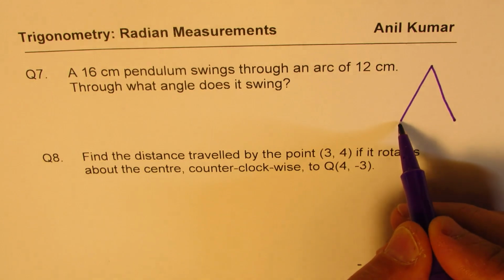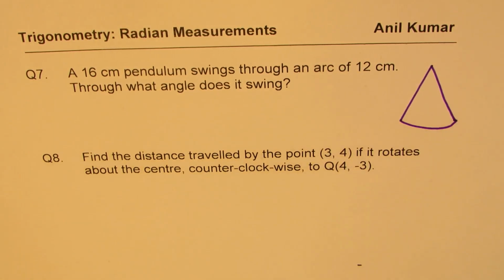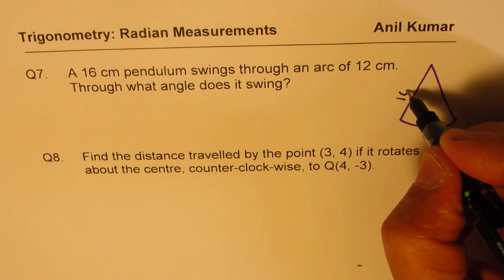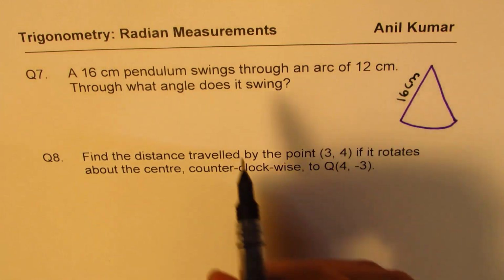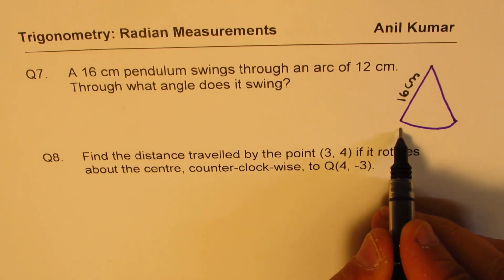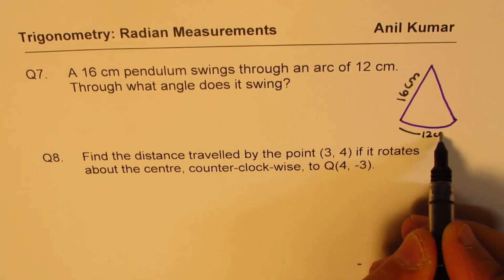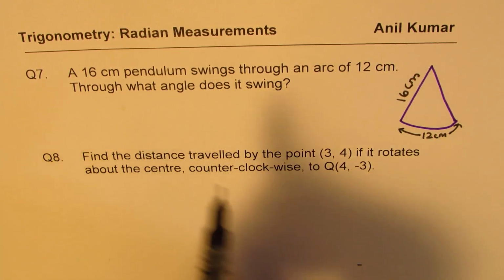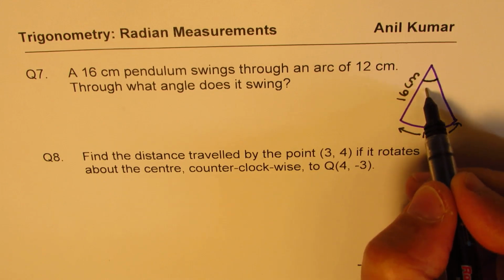We have a pendulum which swings through an arc, and we are given the length. A 16 centimeter pendulum means the length is 16 centimeter, correct? Through an arc length of 12. So this length is 12 centimeter. Through what angle does it swing? We need to find this angle.